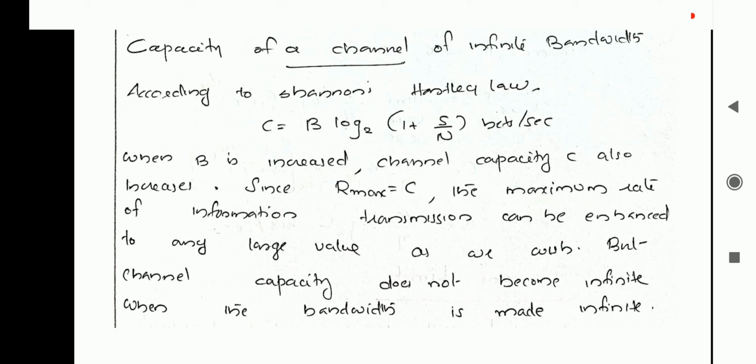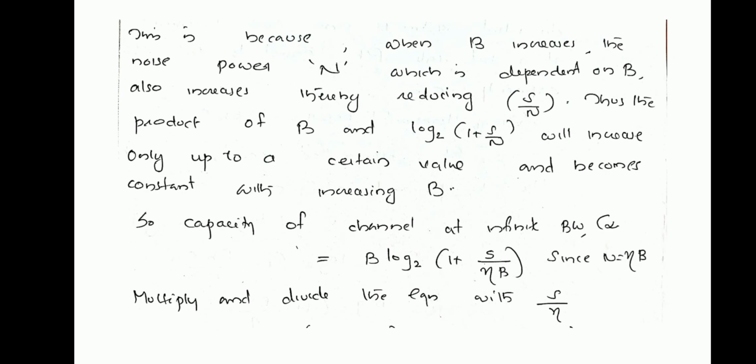This can be enhanced to any large value as we wish if we are increasing the bandwidth. But the channel capacity doesn't become infinite when the bandwidth is made infinite. So this is saying that if we are increasing the bandwidth, the channel capacity also increases, but we can't make the channel capacity infinite by making the bandwidth infinite. So we can see what is the maximum limit of this channel capacity if we are making this B as infinite.